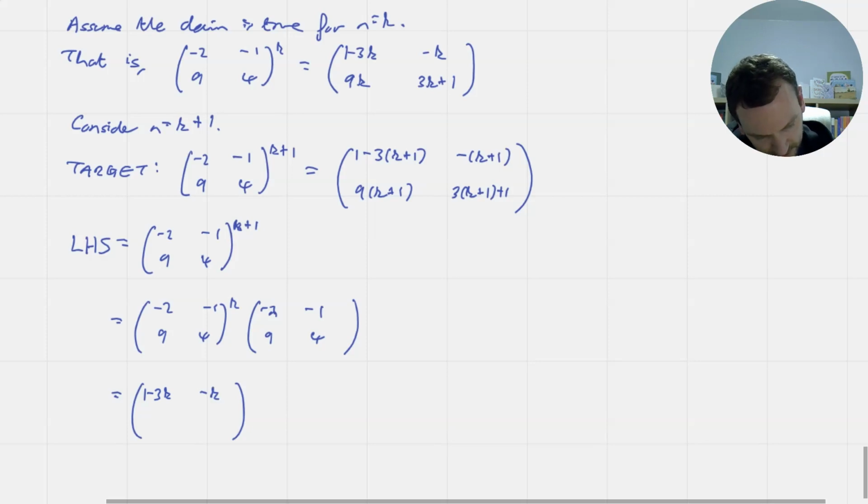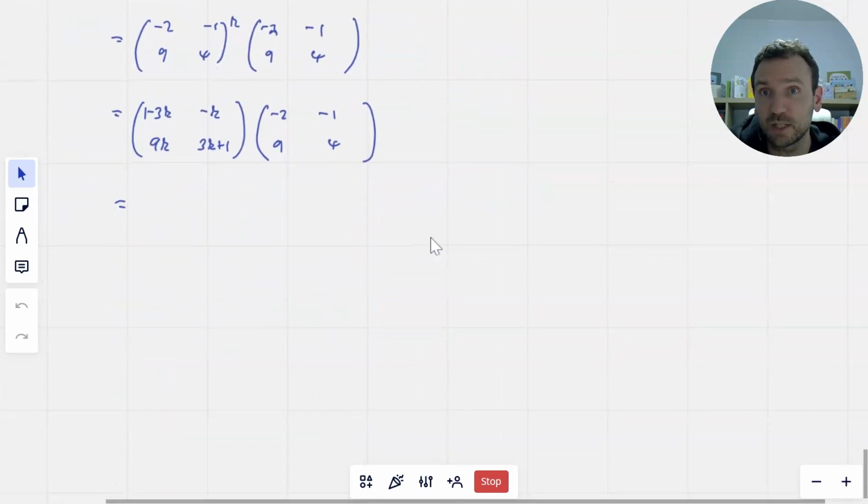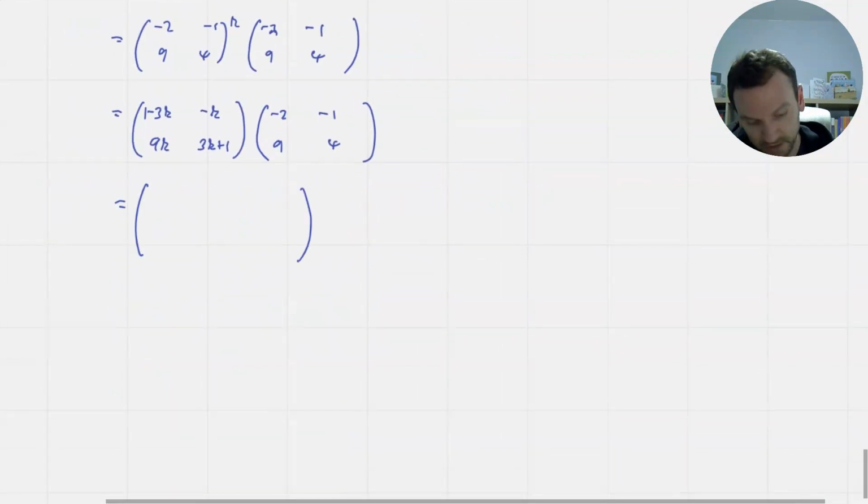So this is using our inductive assumption in 9k and 3k plus 1 multiplied by this nice simple matrix. At this stage, we now just need to go through and do this matrix multiplication. So there's not a whole lot clever being done here. I'd just go through and be careful with what you're doing.